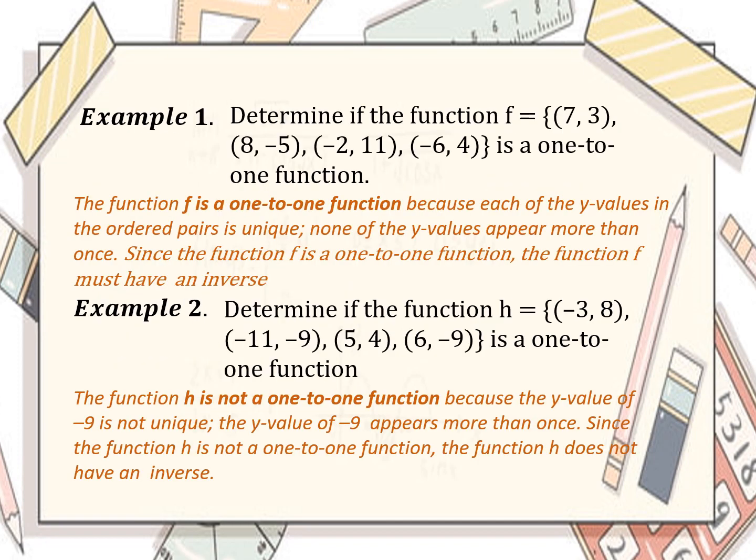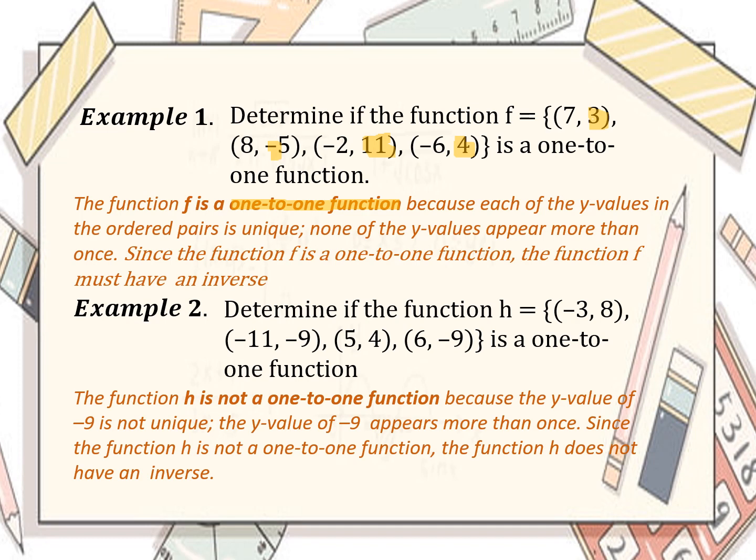So let's have an example. Determine if the given function is one-to-one function. Okay, for example, number 1, the function f is equal to (7, 3), (8, -5), (-2, 11), (-6, 4). So, si function f is an example of one-to-one function. Kasi wala tayong naulit na y values. Ano-ano ba yung given y values? Positive 3, negative 5, positive 11, and positive 4. So, wala siyang naulit, meaning it is an example of one-to-one function.